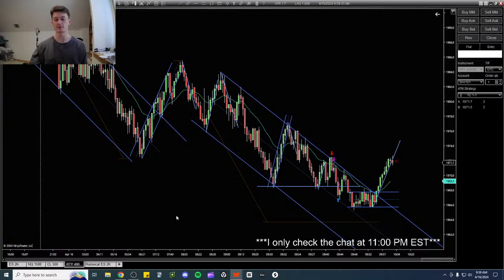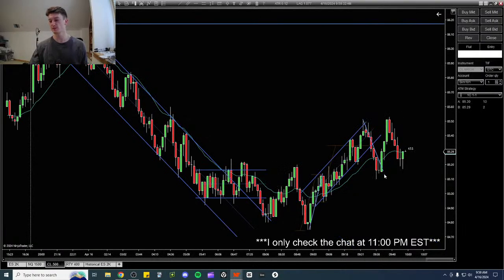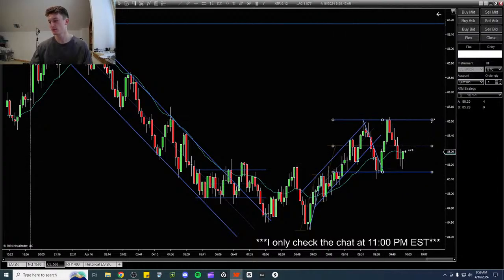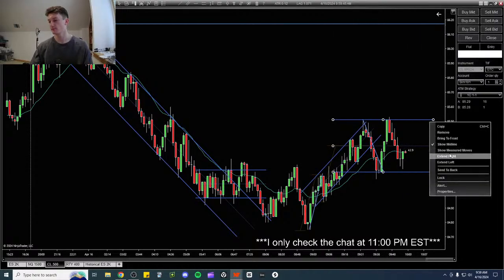It looks like we're moving into range type of action on the CL to me. This is not a very strong downtrend. We're making a slightly higher low. Looks like we have a double top, so I wouldn't be surprised to find some sort of range like this end up being correct.